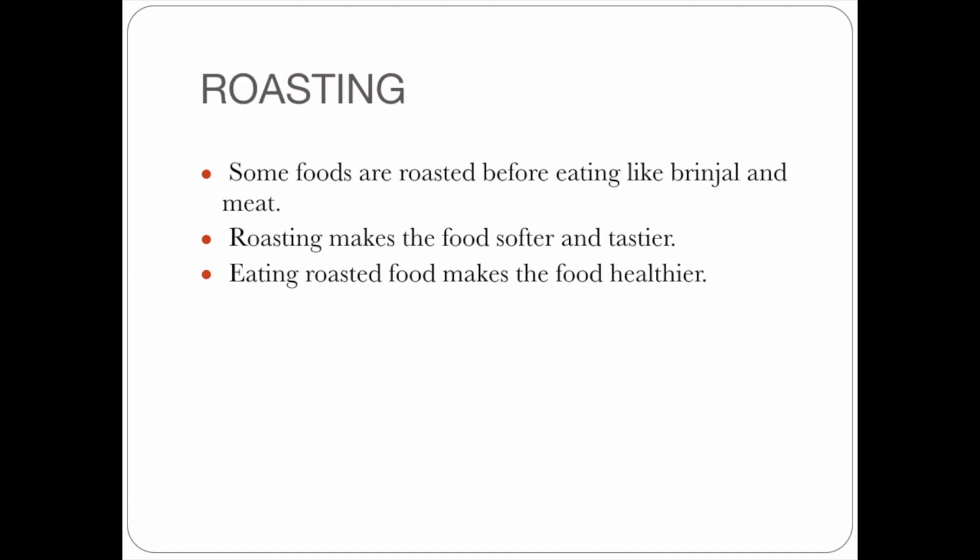The next method is roasting. Some food items are roasted before eating, like brinjal and meat. We have all seen our mummies making brinjal bharta at home. Before making the bharta, she always roasts the brinjal. Again, why? Because she wants to make the brinjal soft before cooking. Roasting makes the food softer and tastier. Eating roasted food is healthier, as it does not contain a lot of oil in it.